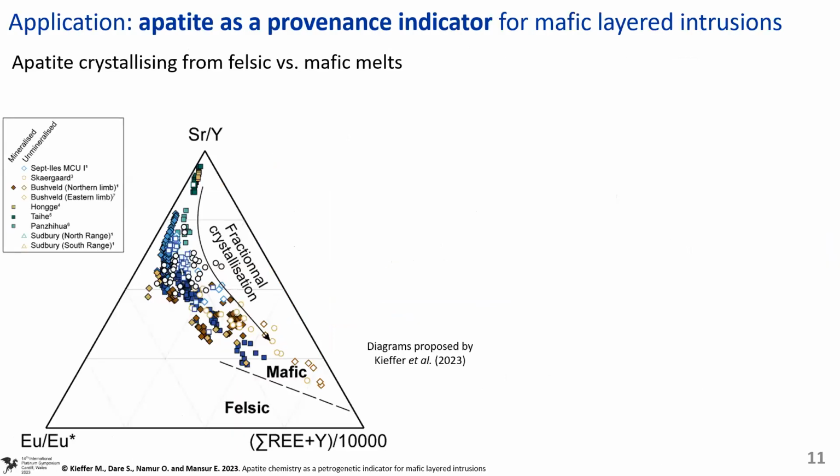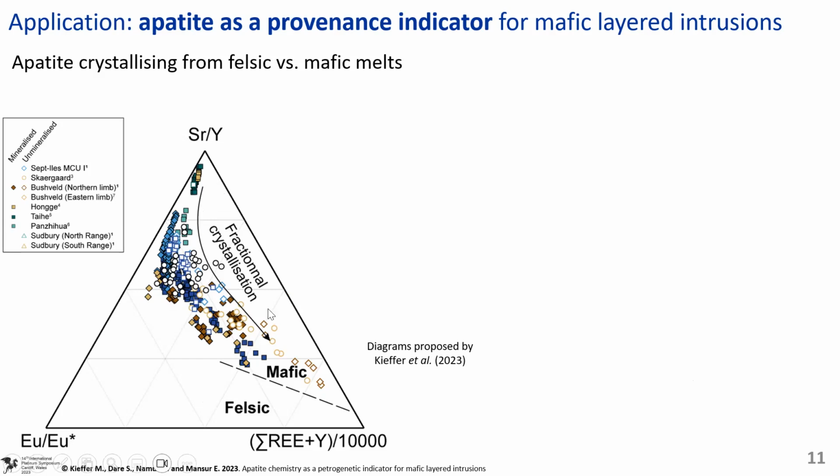And at last, we could also use apatite as a provenance indicator. First, we need to know if apatite crystallizes from a mafic or a felsic melt. So we tested a diagram I produced in a previous work. It separates apatite crystallizing from mafic melts and apatite crystallizing from felsic melts. All the samples I showed you before plot in the mafic field.